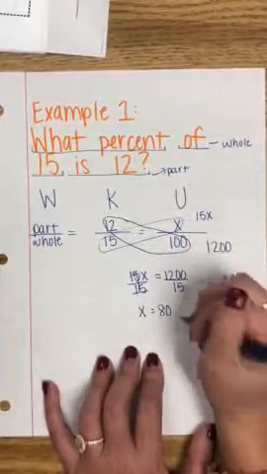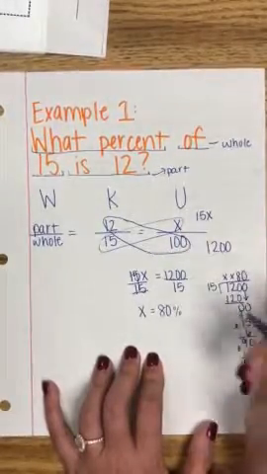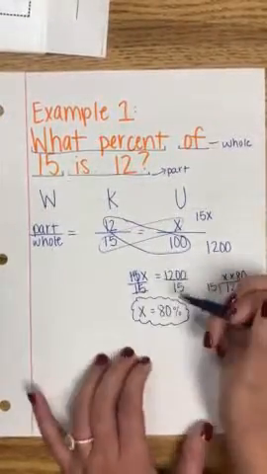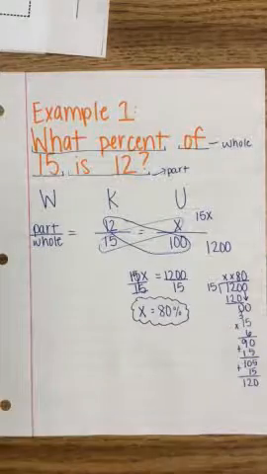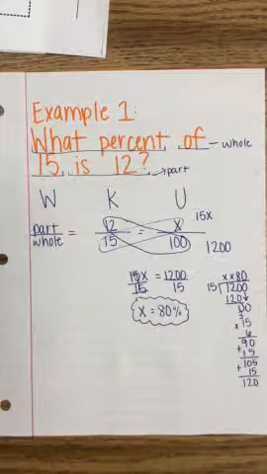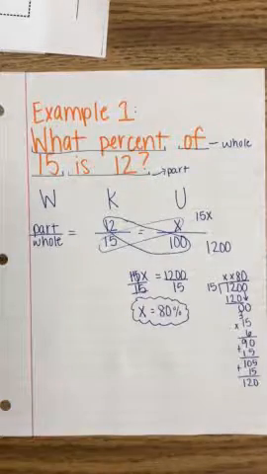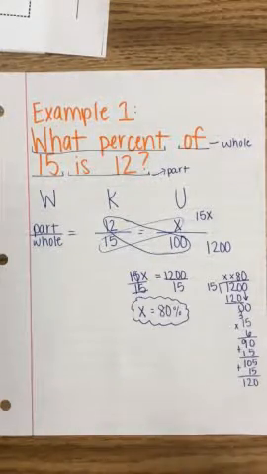It was asking us about a percent, so let's go ahead and throw our percent sign. We have our final answer, box, highlight, circle, underline, star. All right, make sure that you have this written down on your paper, and then we're gonna go on to another example.